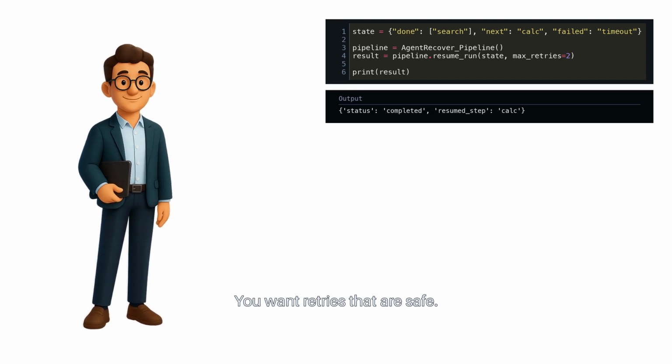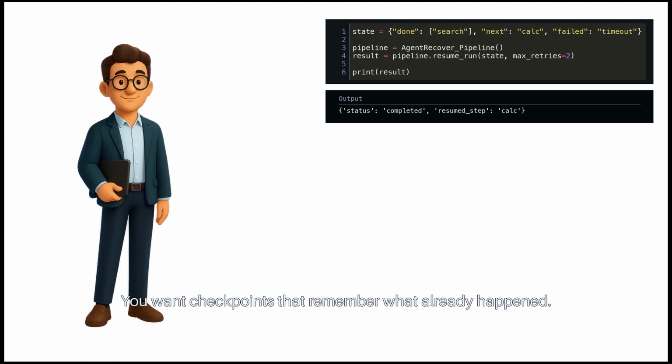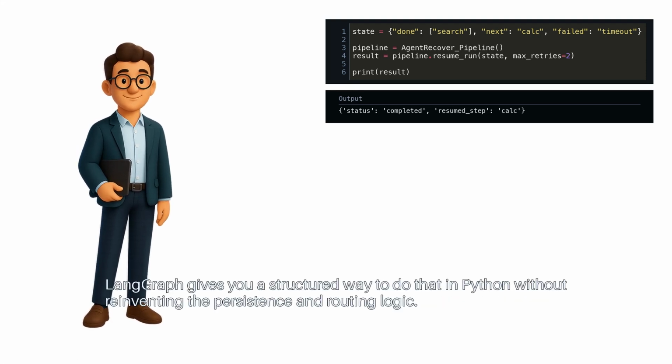You want retries that are safe. You want checkpoints that remember what already happened. LangGraph gives you a structured way to do that in Python without reinventing the persistence and routing logic.